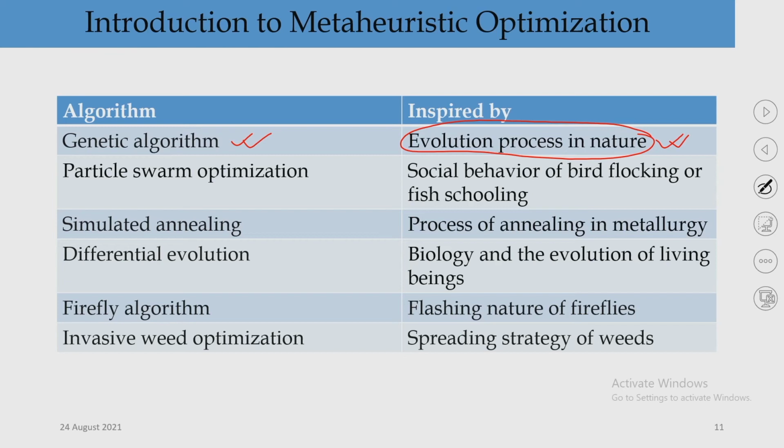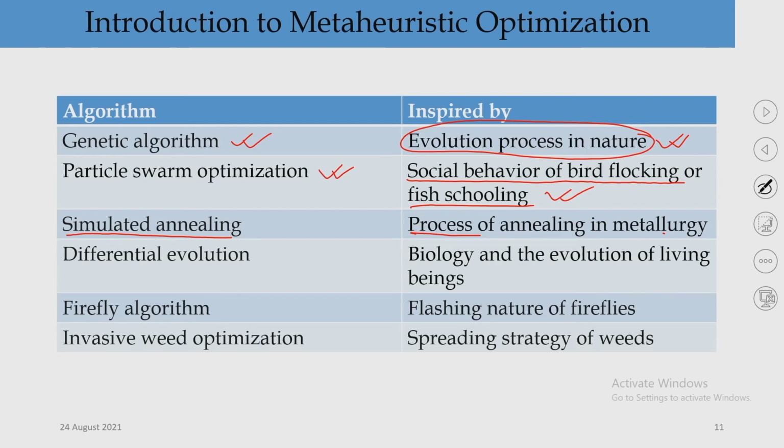Similarly, there are some other algorithms. This one is particle swarm optimization, which is based on the social behavior of bird flocking or fish schooling. What is the social behavior? It is how they are searching for food. Then similarly, simulated annealing is inspired by the process of annealing in metallurgy.